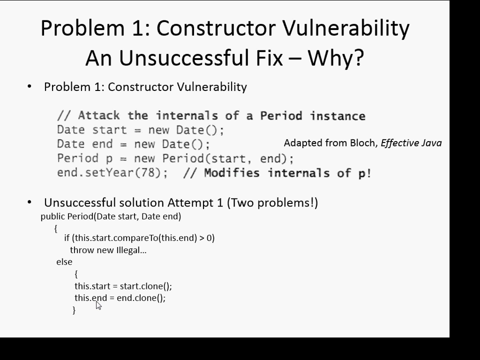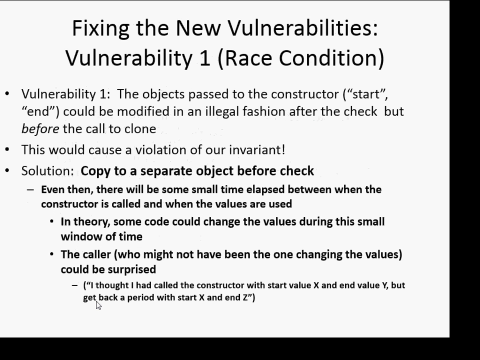You haven't yet cloned end, and suddenly end is modified by the user, by some other thread. So it checked this, and this was true earlier, but then before you get down to this clone, end is changed again to point to year 78. Now you're in bad shape. Okay. So there's a race condition here.